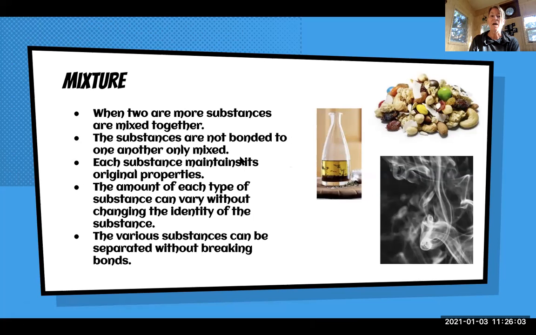So substances within a mixture each maintain their original properties, right? So a peanut is still a peanut, an M&M is still an M&M. The properties of the various substances don't change. But the amount of each type of substance can vary without changing the identity of the substance. So that's different too, right? We said in a substance, we can't change anything about it or it becomes a new substance. But in this case, we can.